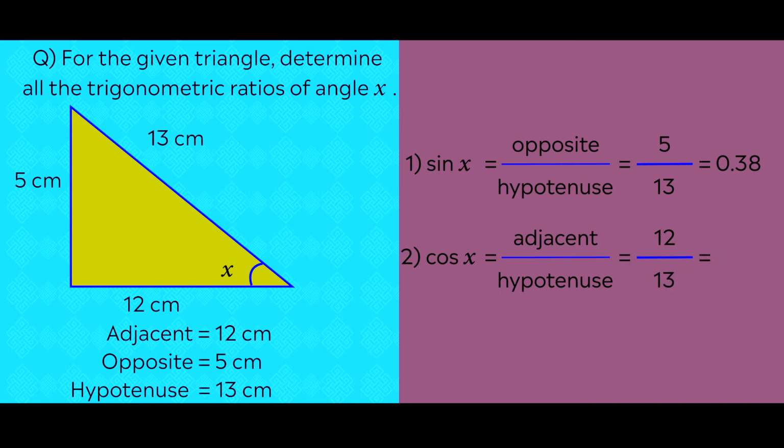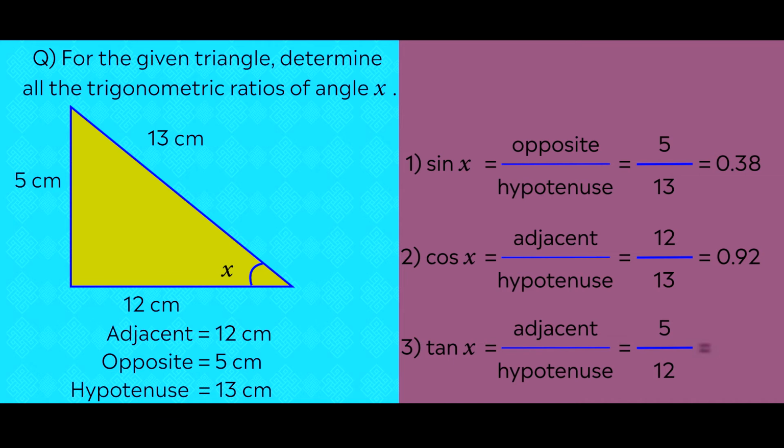Similarly, cos of x is given by the formula adjacent by hypotenuse, that equals 12 over 13, which results in 0.92. And tan of x is given by the formula opposite by adjacent. Upon substitution, we get 5 over 12, that equals 0.42. So these are the three primary trigonometric ratios.